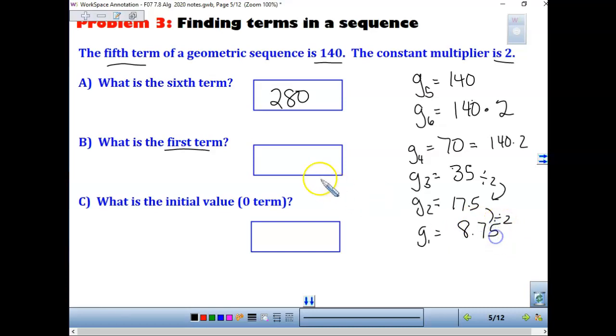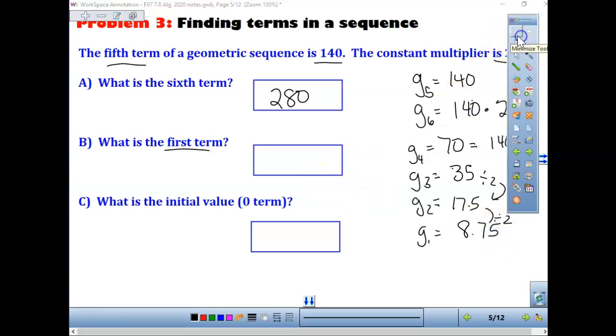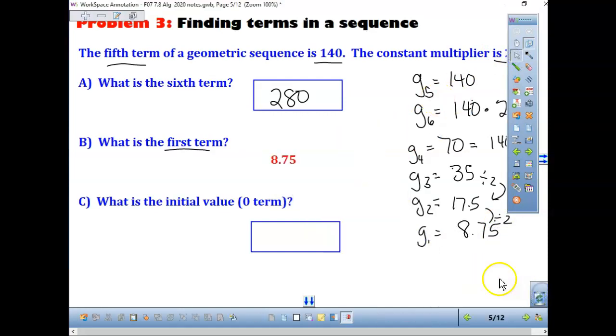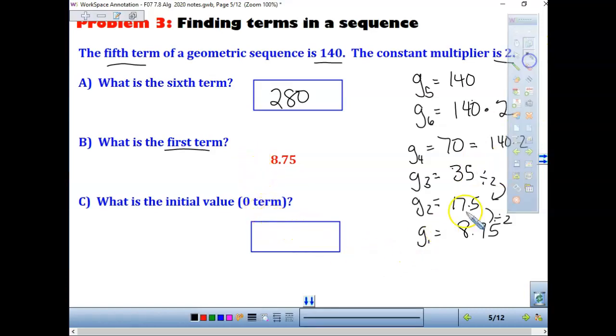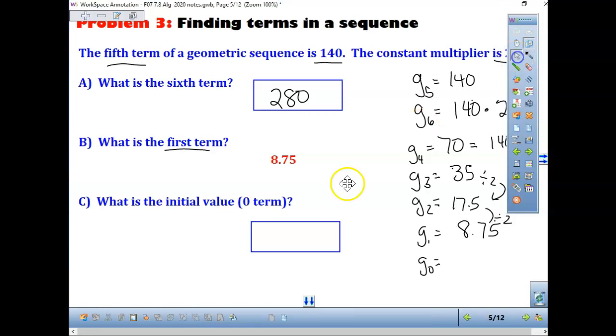So our g to the 1 in this sequence started off at 17.5 divided by 2 gives us 8.75. And again, we're just going back and using that repeated, in this case, division. So our first term is 8.75. So our zero term would be what? We have to take 8.75 and divide it. So our zero term should be 4.375.